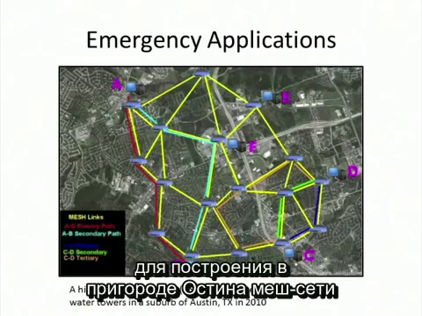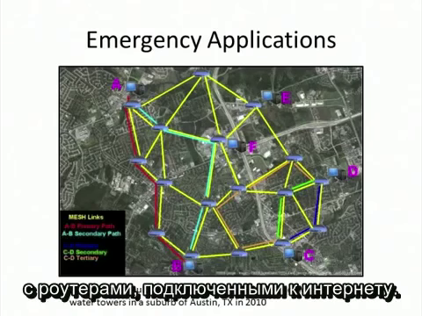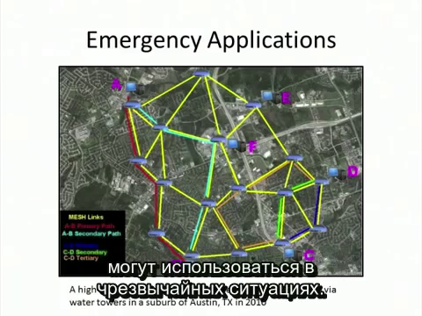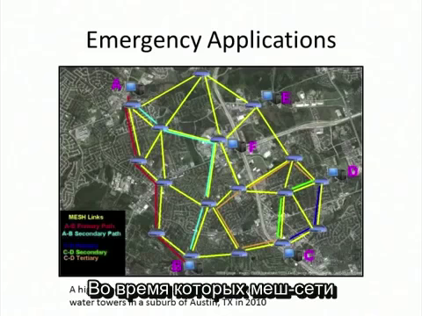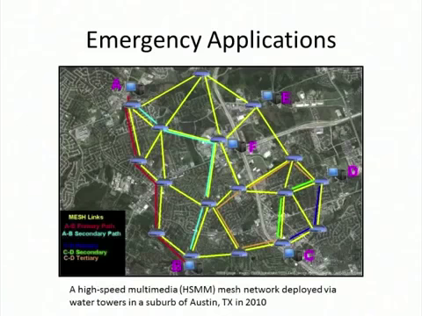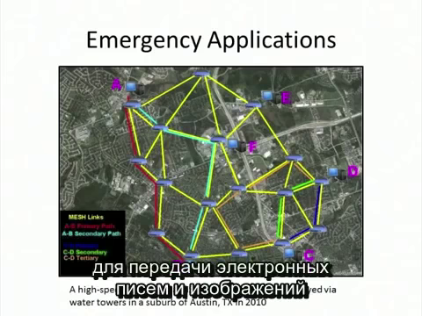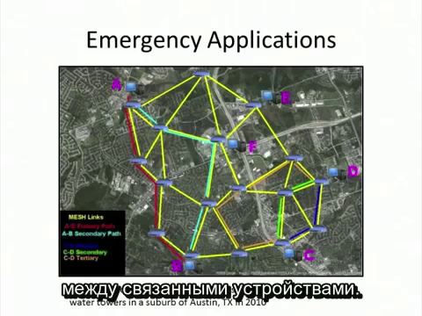In 2010, ham radio enthusiasts calling themselves the South Texas Balloon Launch Team utilized high-altitude balloons and water towers to deploy a mesh network of routers connected to the internet around a suburb of Austin, Texas. Applications such as these could prove very useful in emergency situations, during which mesh networks could be relied upon to support basic telecommunications applications, such as sending email and images between interconnected devices.